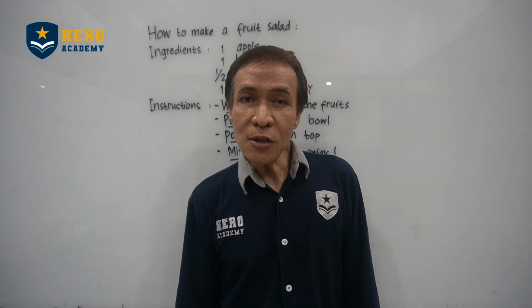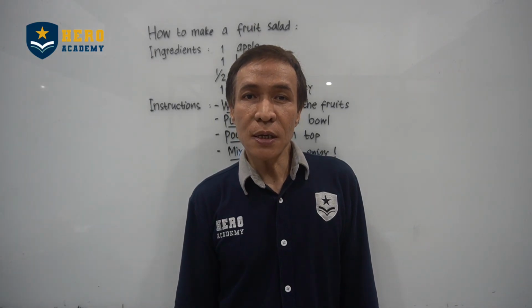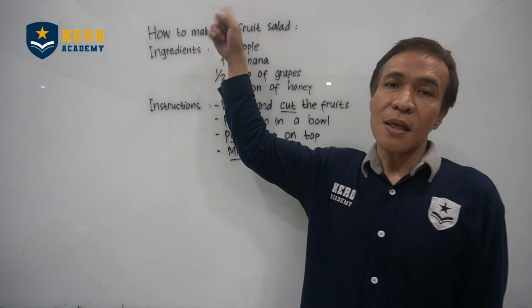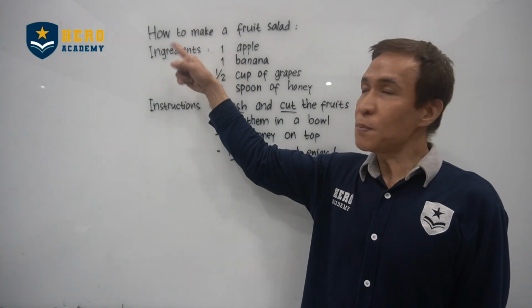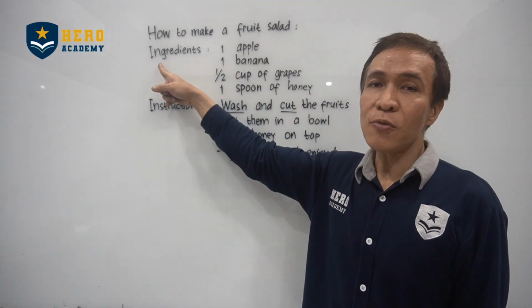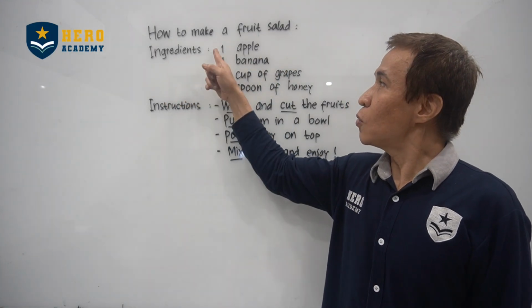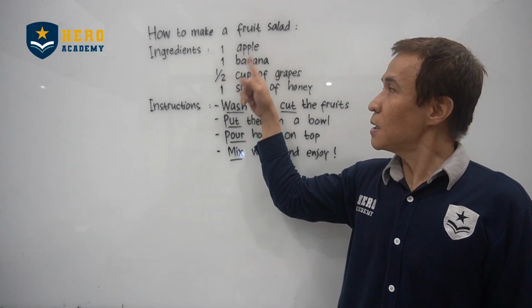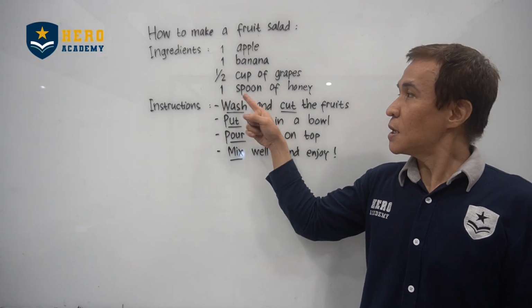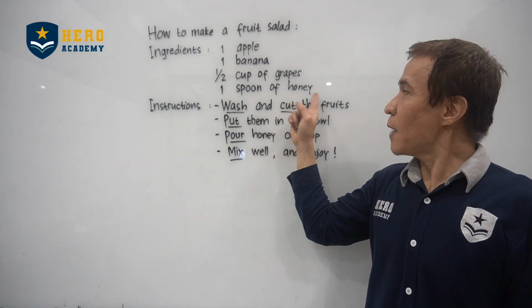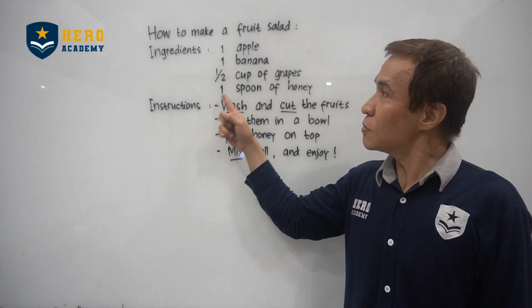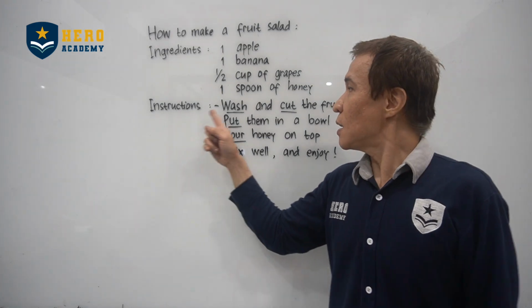Okay, now let's take a look at the example of a recipe text on the board here. The title of this recipe is How to Make a Fruit Salad. And we need the ingredients: 1 piece of apple, 1 banana, a half cup of grapes, and 1 spoon of honey. And let's take a look at the instructions for how to make a fruit salad here.